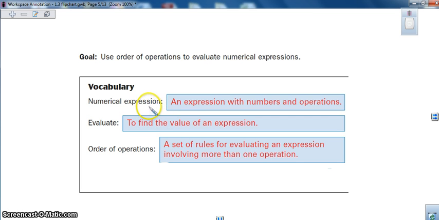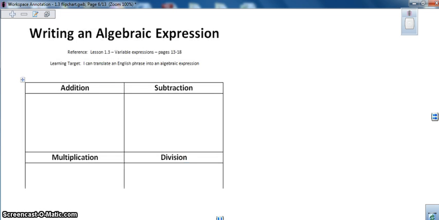So, numerical expression in your notes you're going to fill in. This is still on that first page of your notes: an expression with numbers and operations. So this would be like 2 plus 3, 7 minus a negative 5. To evaluate is to find the value. And hopefully you already have your order of operations in your notes.